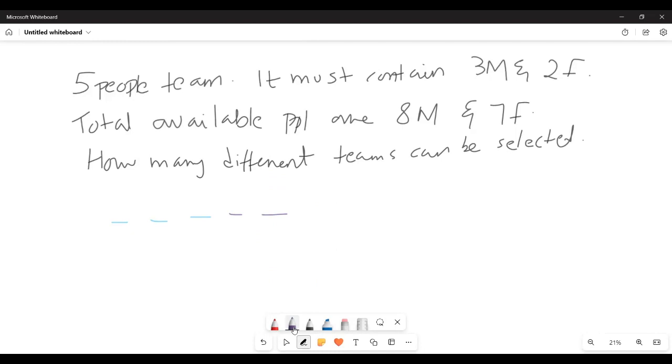So, okay, we have 8 males available for 3 spots. So that's going to be 8C3 times 7 female available for 2 slots. So 7C2. This would be the answer. It says here that this must be equal to 1176. So there are 1176 teams that can be made in the given scenario.